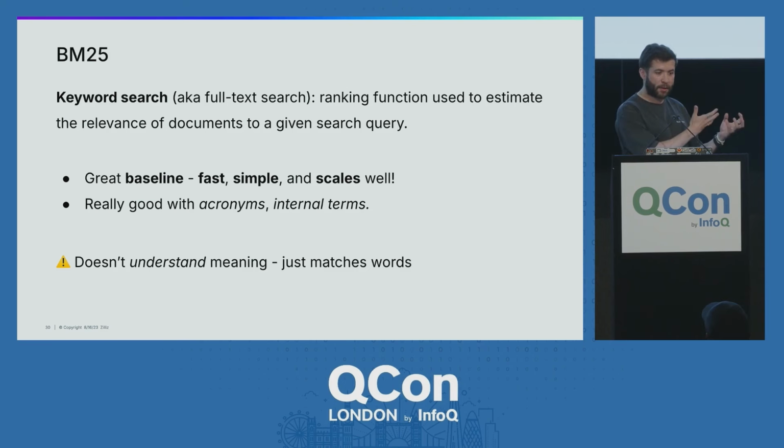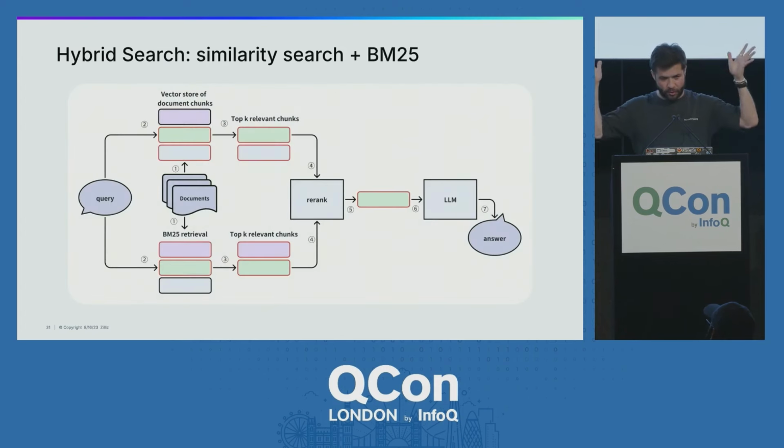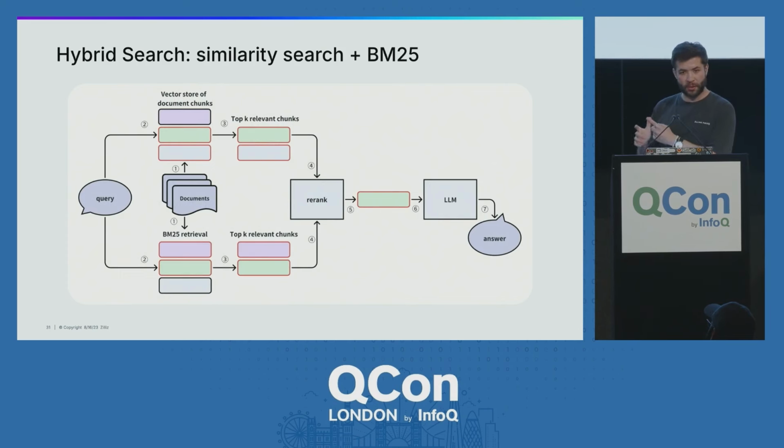So on one hand, you have semantic search, which is very good at understanding meaning. And on the other, you have BM25, which is not good at that, but is really good at understanding acronyms and internal jargons. So you can see where I'm going. We're going to combine those two. This is what we call hybrid search. Hybrid search is combining those two: similarity search plus BM25.